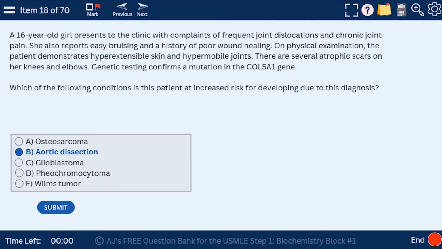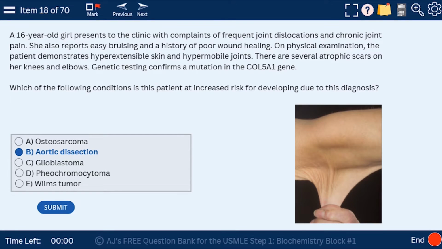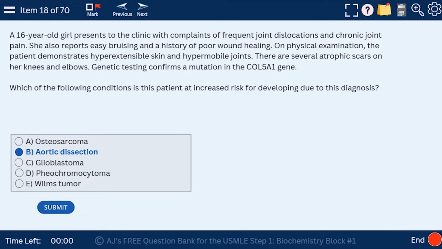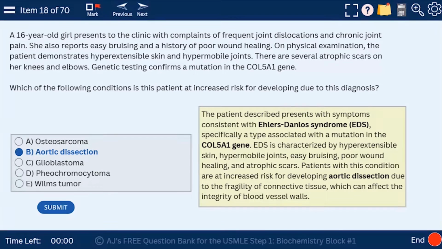Question 18. I'm sorry I gave it away again. Aortic dissection. This is a 16-year-old girl who has poor wound healing and joint pain. She has hyperextensible skin and hypermobile joints. On the COL5A1 gene, this is Ehlers-Danlos syndrome, and patients are at increased risk of aortic dissection due to the weakness in the connective tissue. This affects the integrity of blood vessel walls.